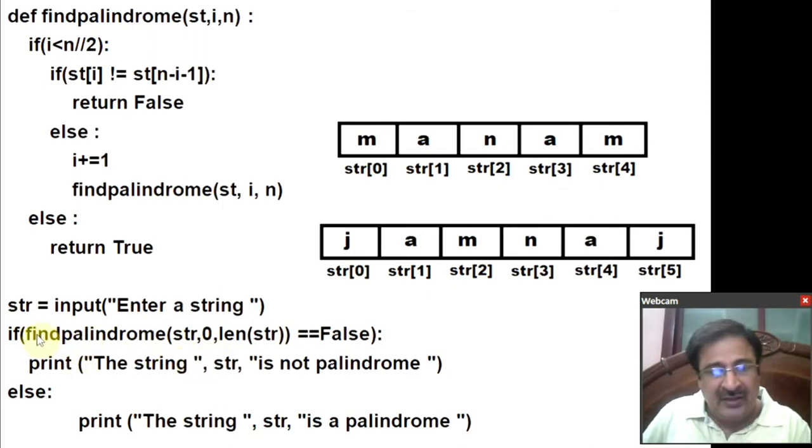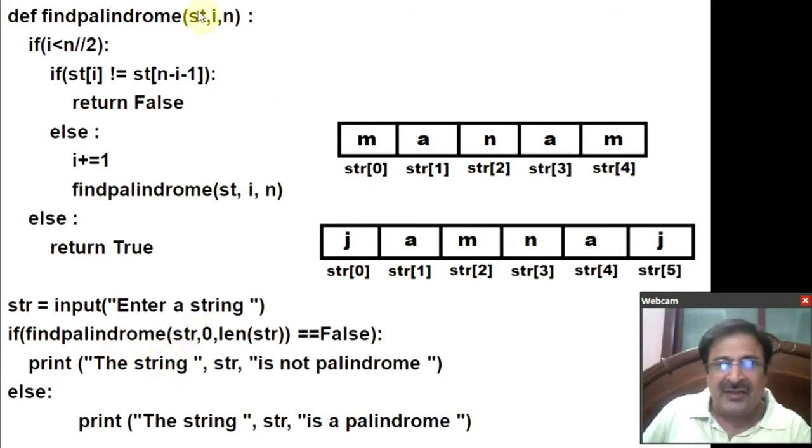Okay. And the value returned by the function is compared with the boolean value false. That is, if this function call returns a boolean value false, false is equal to false, then the if statement will be executed and you'll get the result that the string manam is not a palindrome. And if this function call returns the boolean value true, in that case the else block will be executed. Okay. Now, let's see what happens in the function.